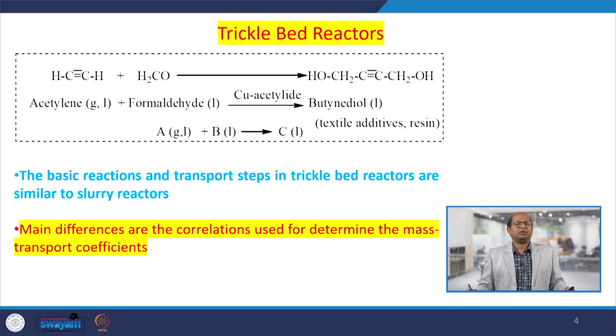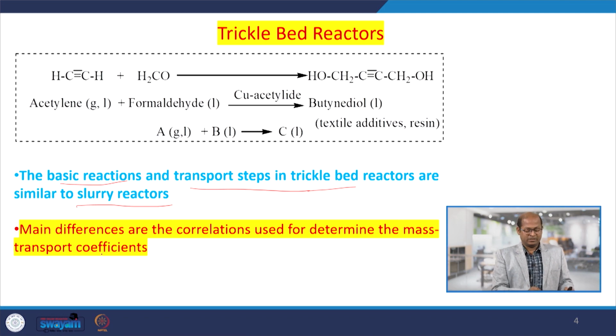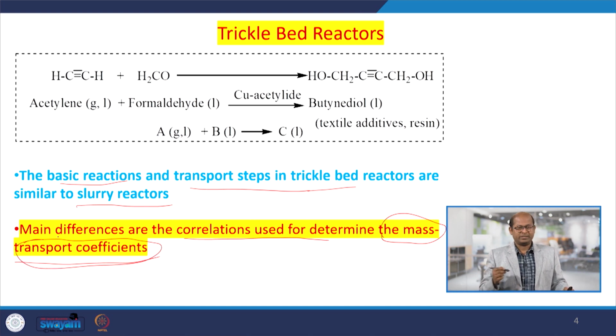The basic reactions and transport steps in the trickle bed reactors are similar to what we discussed for slurry reactors. The main difference is the correlations that we will use for the determination of the mass transport coefficients. The correlations are different, but the basic reactions and steps are almost similar to the slurry reactors that we have discussed.